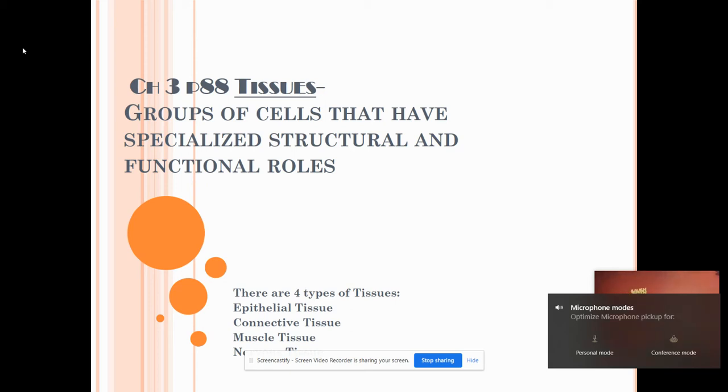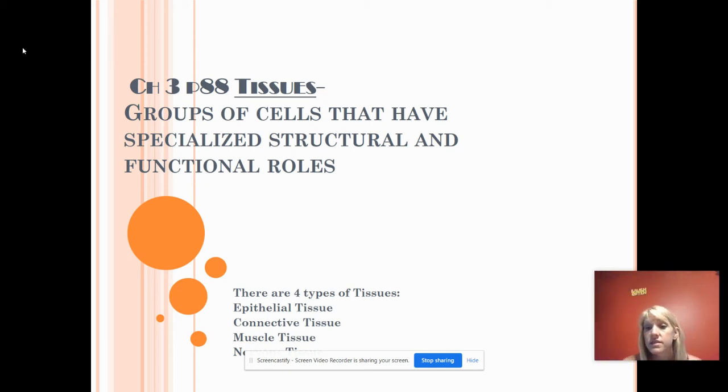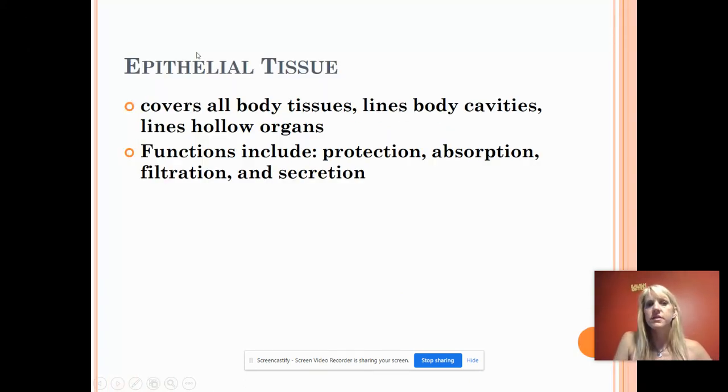Hi, so what we're going to talk about now is epithelial tissue. There are four different types of tissues: epithelial, connective, muscle, and nervous, and we're going to talk about epithelial today. Epithelial tissue in general covers all body tissues, lines body cavities, and lines hollow organs. So like your urinary bladder, the inside of that would be epithelial tissue. Your salivary glands, your blood vessels, your alveoli, which are your air sacs in your lungs, things like that.